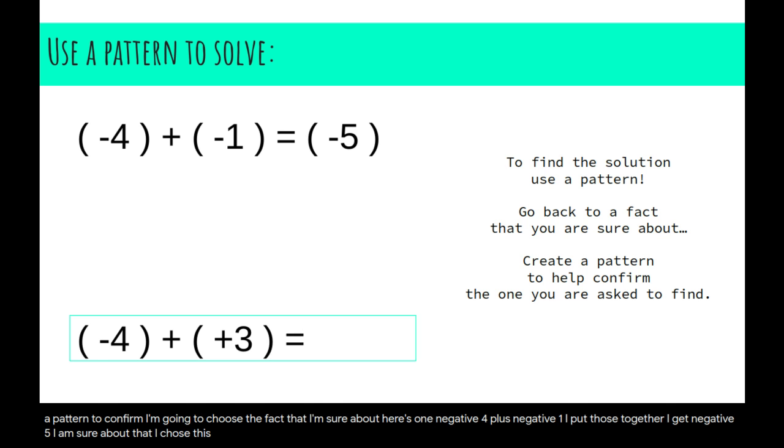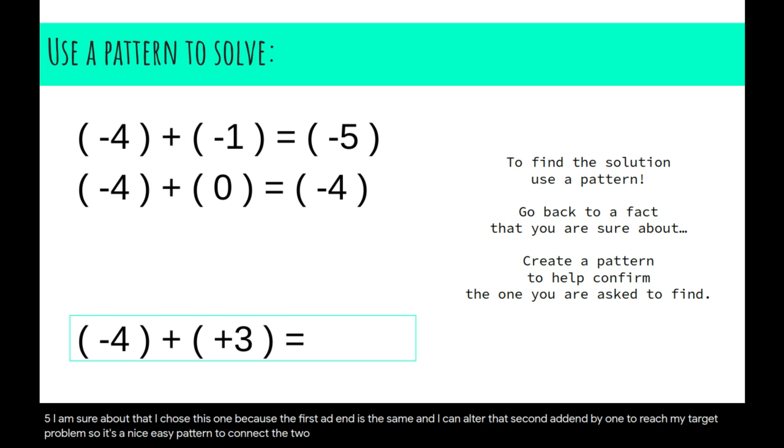I chose this one because the first addend is the same, and I can alter that second addend by 1 to reach my target problem. So it's a nice, easy pattern to connect the two. Negative 4 plus 0 is negative 4. This time, with a pattern, I'm increasing the second addend by 1.